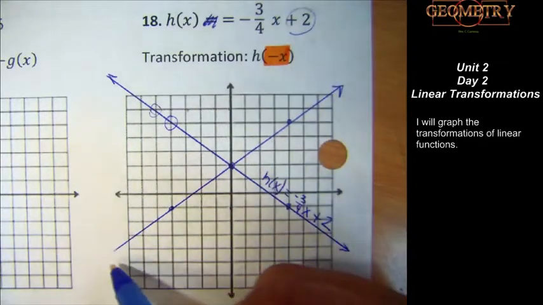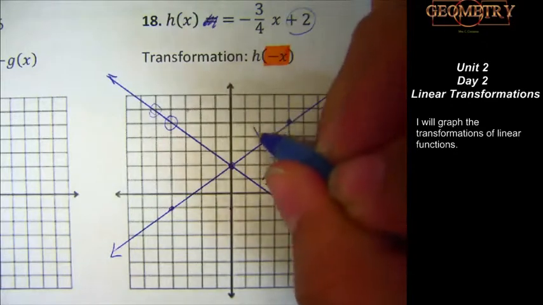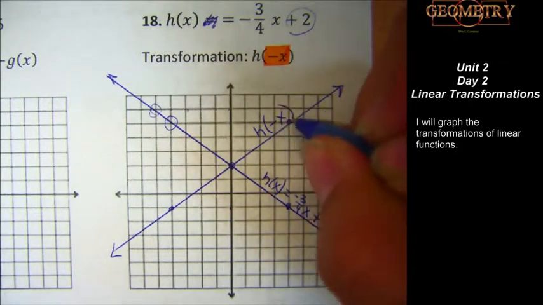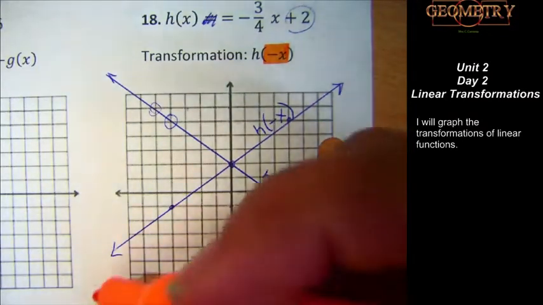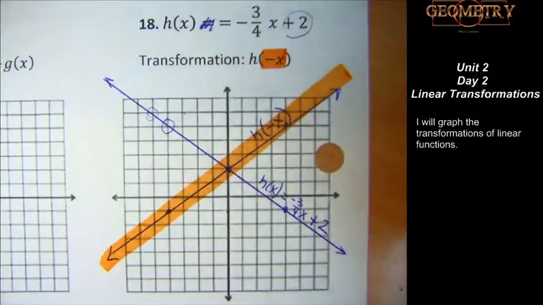Boom. And I'm going to label this one. This is h of negative x, and I'm going to highlight it. That's it. That's all there is to this. Any other questions? Thank you very much.